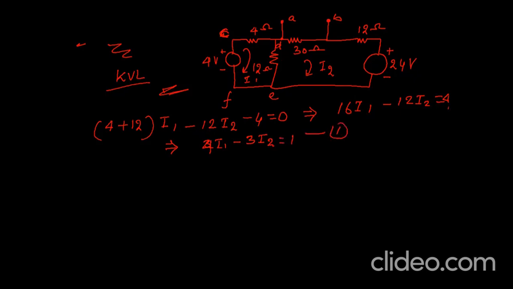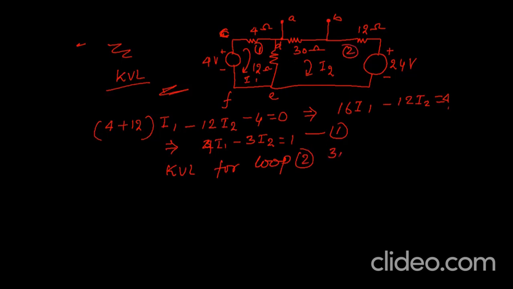Similar equation we can write for this closed path. So for this closed path, I2 is going in 30 ohm, 12 ohm and 12 ohm. So again KVL for loop 2. This is loop number 1 and this is loop number 2.